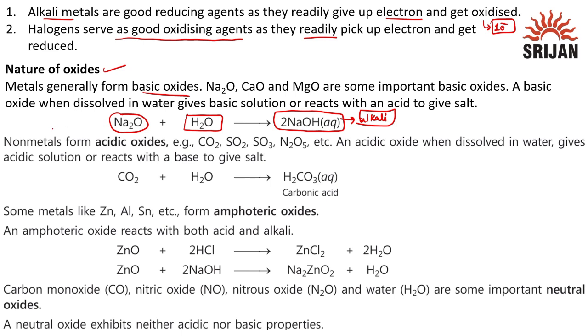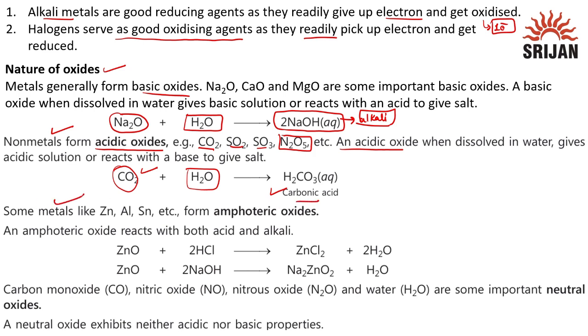base. Now talking about non-metals. Non-metals form acidic oxides like carbon dioxide, sulfur trioxide, then we have nitrogen pentoxide. These are acidic oxides because when these oxides of non-metals are treated with water, they form acids. For example, carbon dioxide on reaction with water forms carbonic acid.